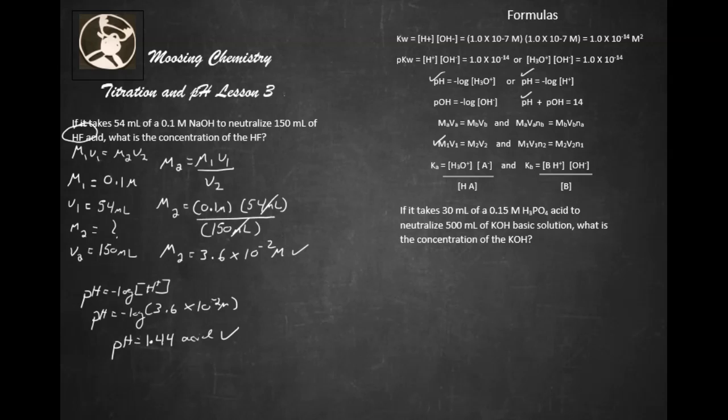Alright, so let's look at the next problem. If it takes 30 milliliters of the 0.15 molarity of H3PO4, which is phosphoric acid, to neutralize 500 milliliters of potassium hydroxide basic solution, what is the concentration of the KOH? Again, we're going to use our titration formula, M1V1 equals M2V2.